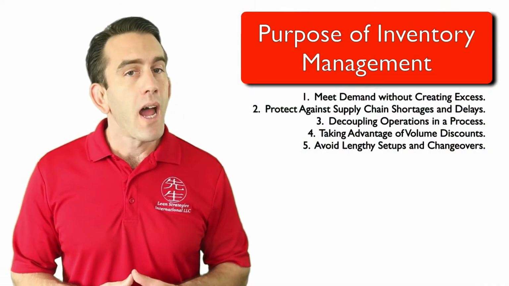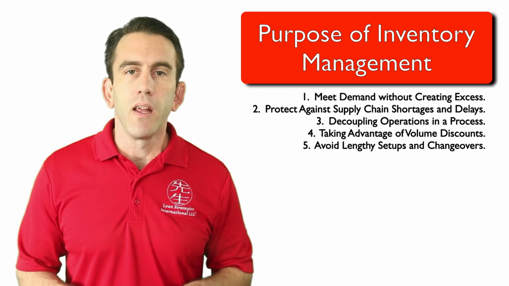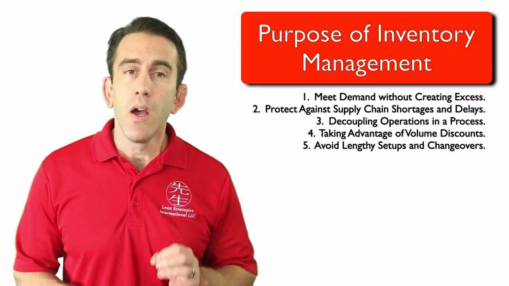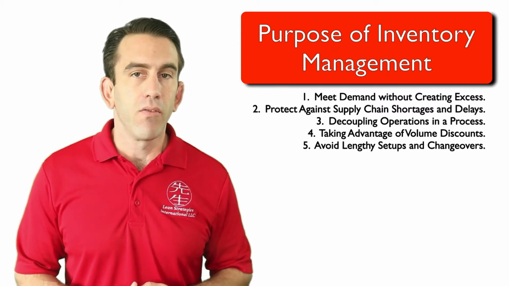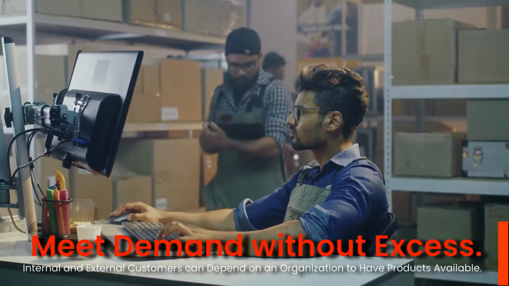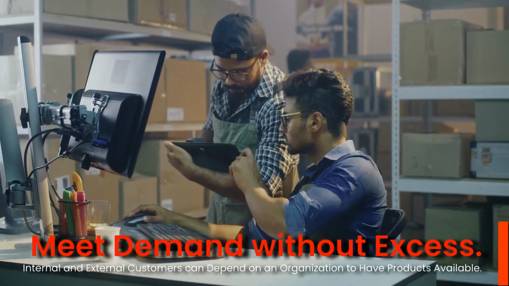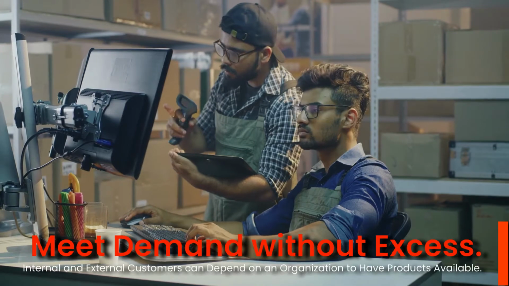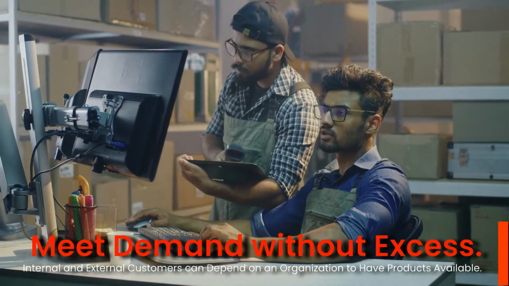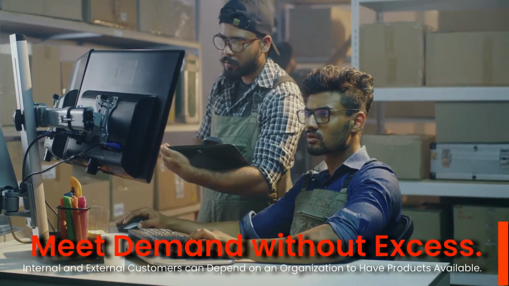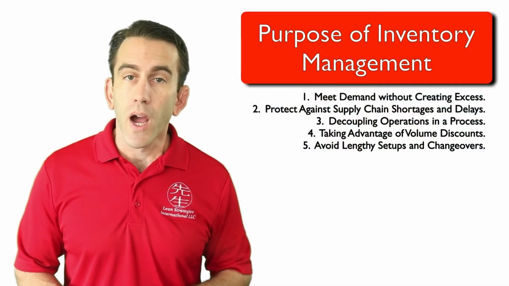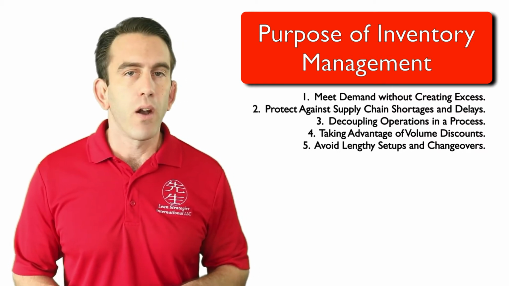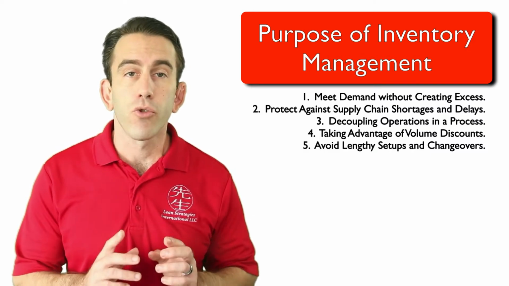Number 1. The primary purpose of inventory management is to ensure there is enough goods or materials to match the needs of demand without creating any excess inventory. When this occurs, external customers can depend on an organization to have products available when they need them and have them delivered on time. In addition to this, internal customers can match the needs of their demand. They receive the right product in the right quantity at the right time. This allows them to continue producing at a rate that the external customers can trust.